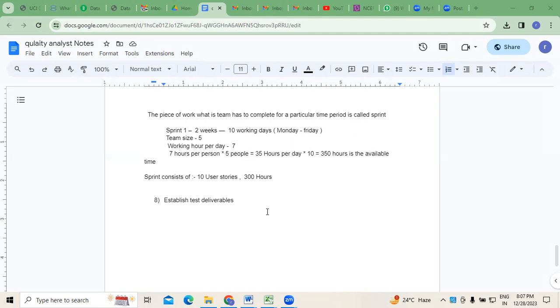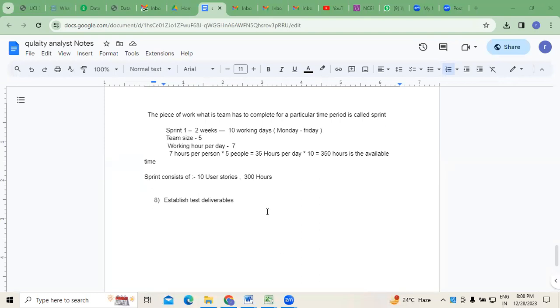Whenever we are talking about test deliverables, it means the final conclusion, or final testing deliverable, we are expecting. That has to be identified and mentioned, because if you have not mentioned the test deliverable, what final conclusion will we come to? We may not have clarity over that. So to get that clarity, it's always important for us to establish test deliverables, whatever is required.